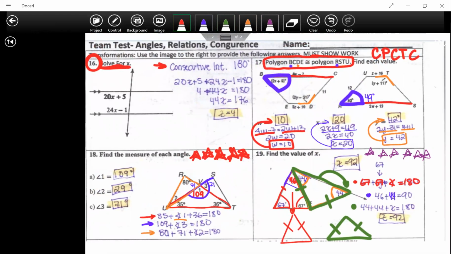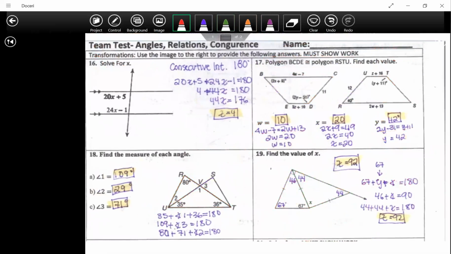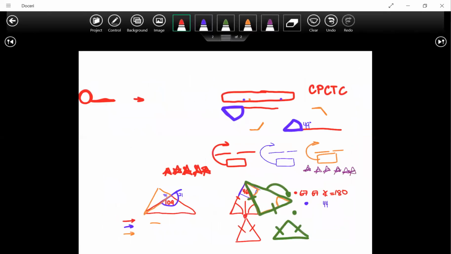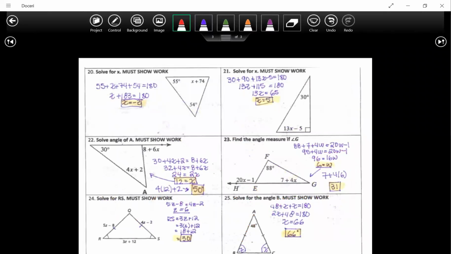Questions, comments, concerns on the back four? Can we look at the final problems? Okay, here we go. Here you go. Check those out. Yes, I'll be going over them as well, so please look over them.